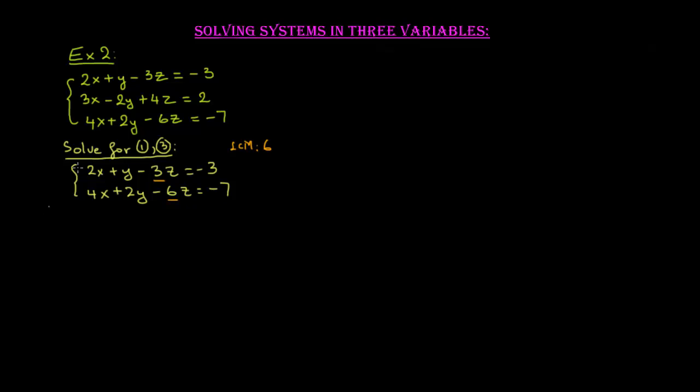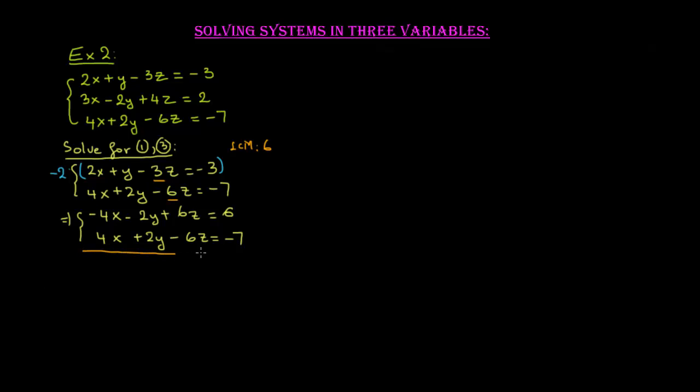So I'm going to multiply the first equation by 2, so that 2 times 3 gives me 6. But right now they have the same sign, so I also want their opposite signs, so I'm going to multiply by negative 2. Then we will have negative 4x minus 2y plus 6z equal to positive 6, and 4x plus 2y minus 6z equal to negative 7.